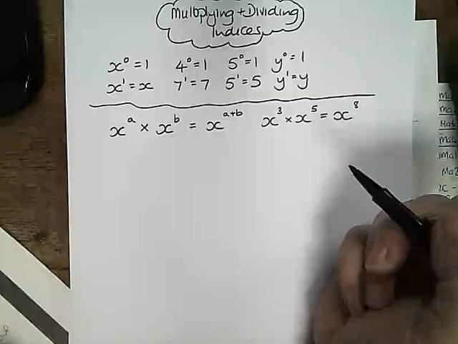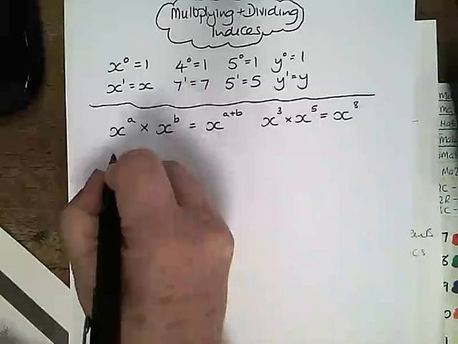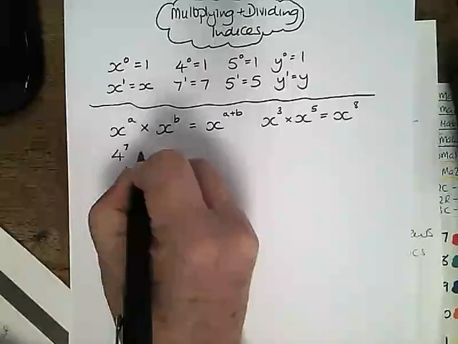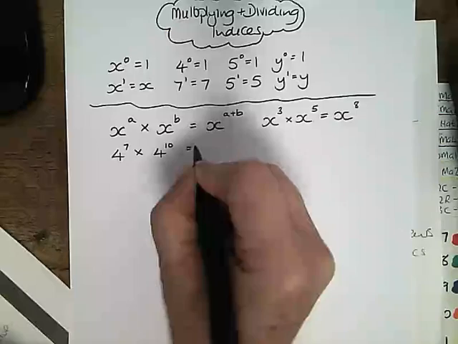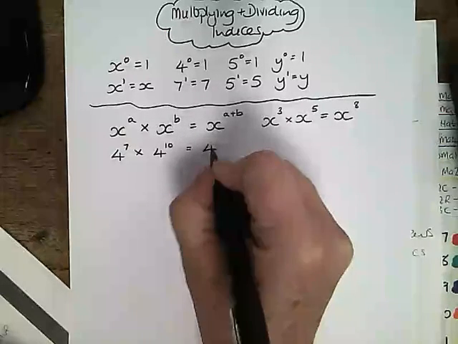That also works for numbers. So if we had 4 to the power 7, we multiplied it by 4 to the power 10, we could simplify that by writing 4 to the power 17.